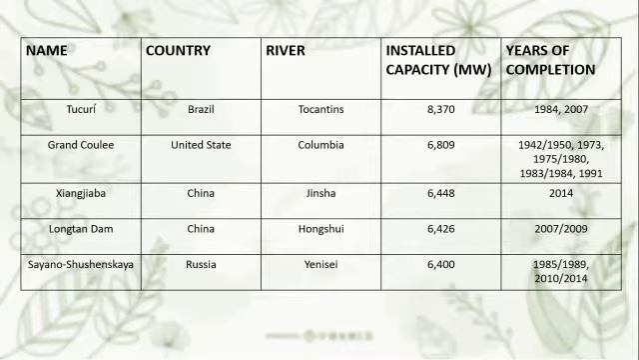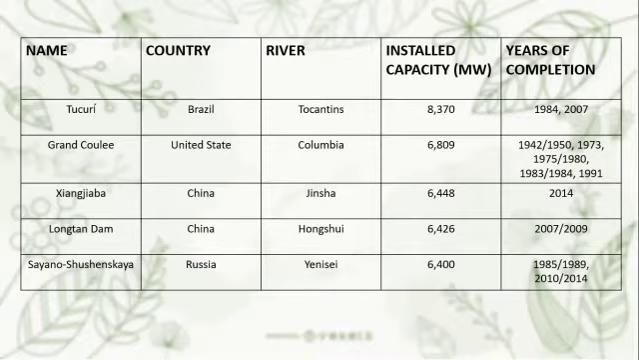Next is Xiangjiaba. And yung country niya is China. And ang river niya is Jinsha. Tapos ang installed capacity niya is 6,448. And yung years of completion niya is 2014.